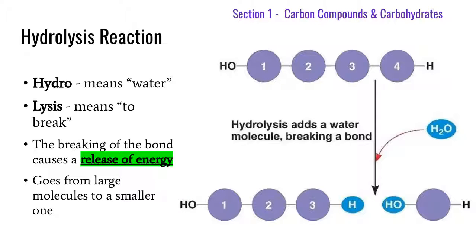When we break that bond, we get a nice release of energy. So if you start running the mile and you run out of energy quickly, what your body is going to do is it's going to start breaking bonds like this using hydrolysis reaction to release that energy. And this allows us to go from a large molecule to a small molecule. So hydrolysis, large to small. Dehydration synthesis, small to large.